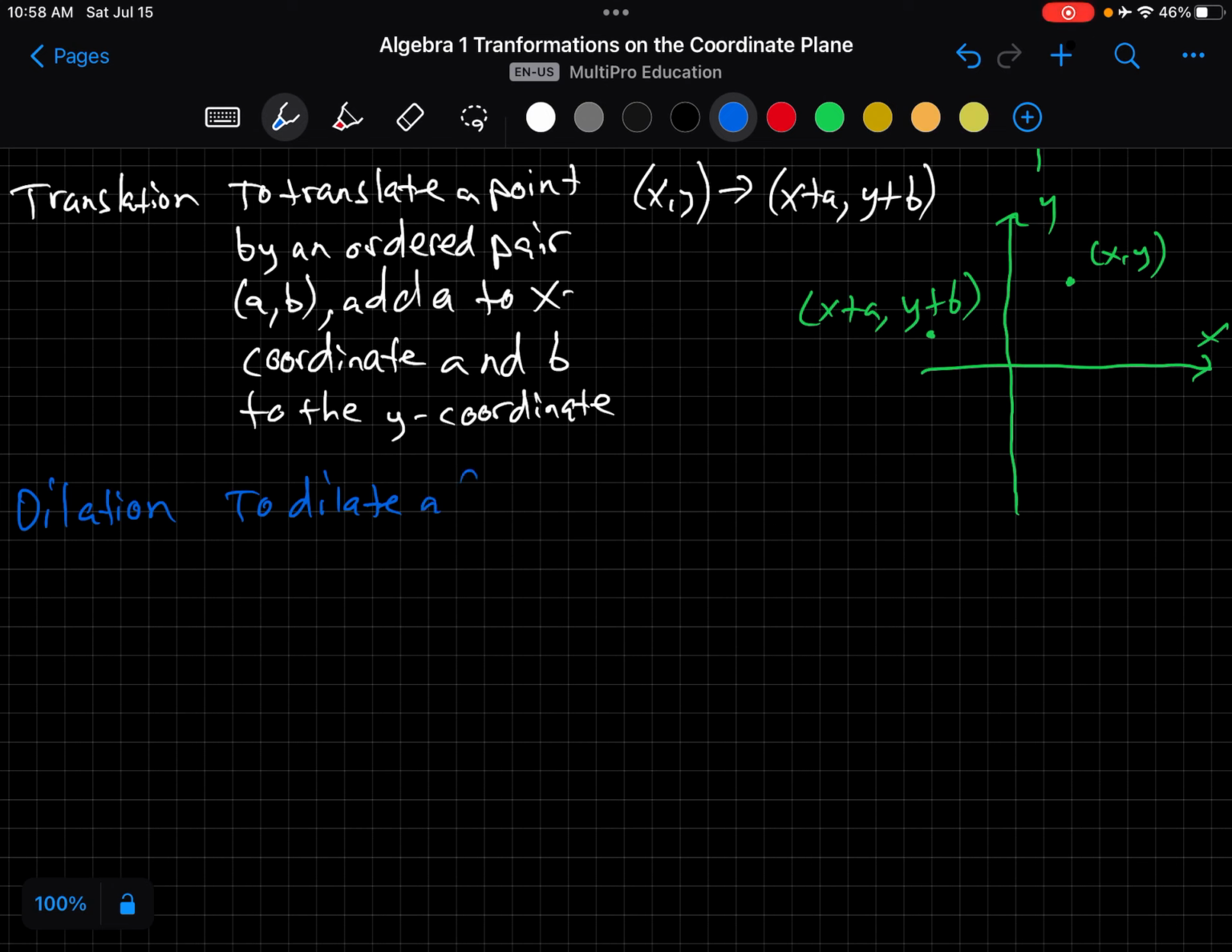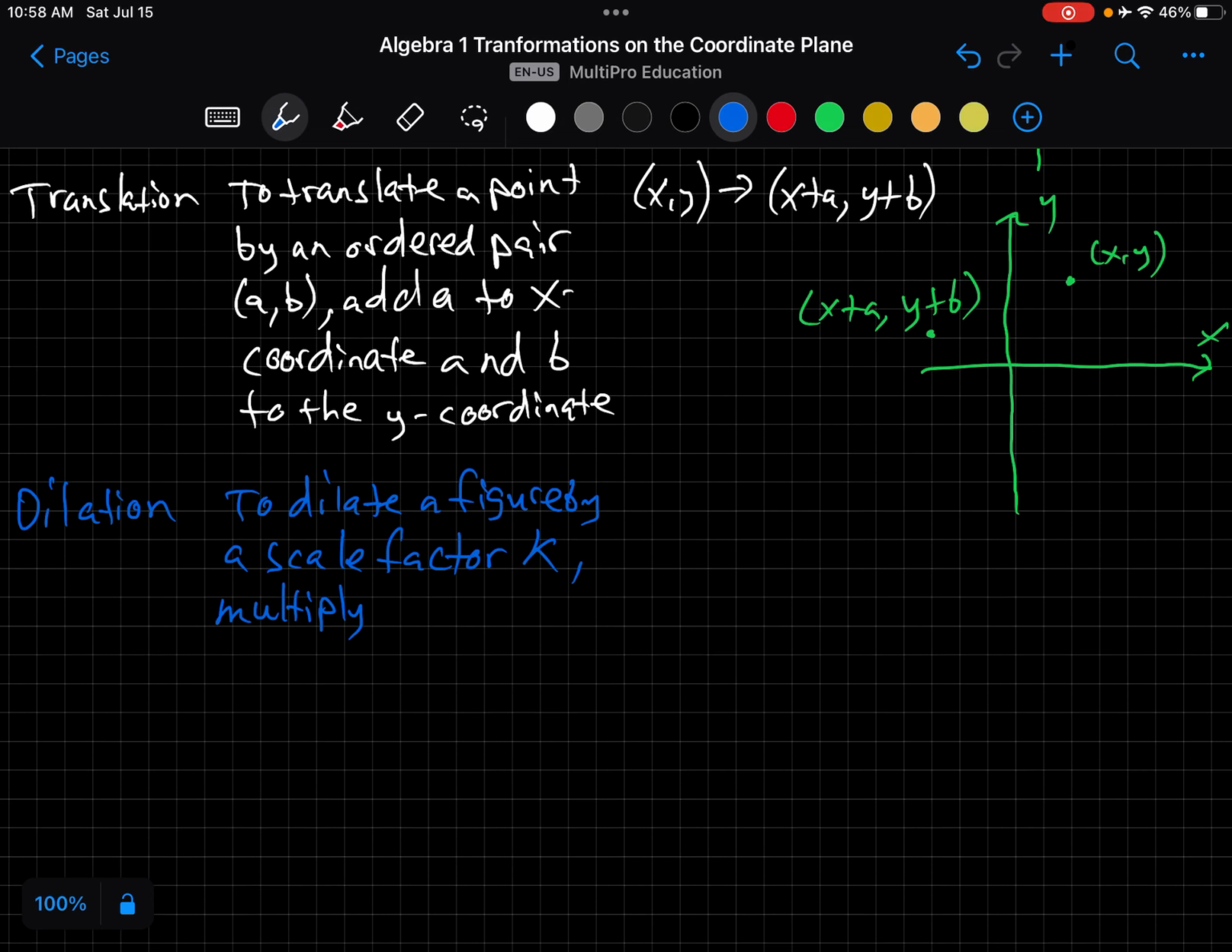So to dilate a figure by a scale factor, let's use K, multiply coordinates by K. Okay, so let's look how this looks here. So if we have X comma Y, this becomes KX, KY. Interesting. Okay, let's put this on the model.